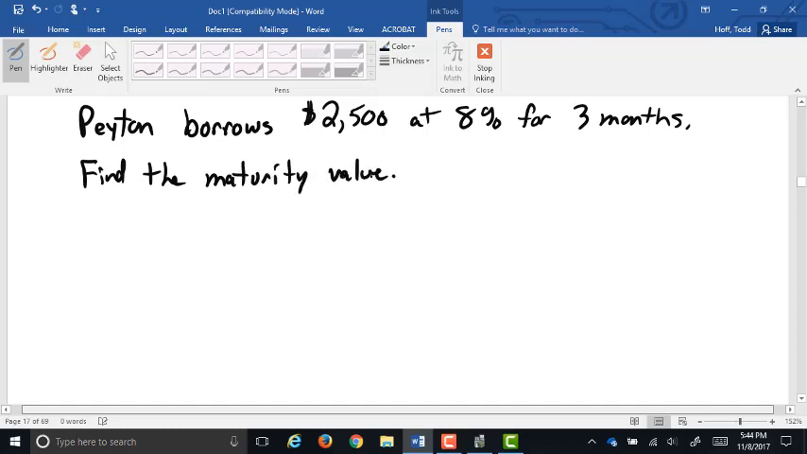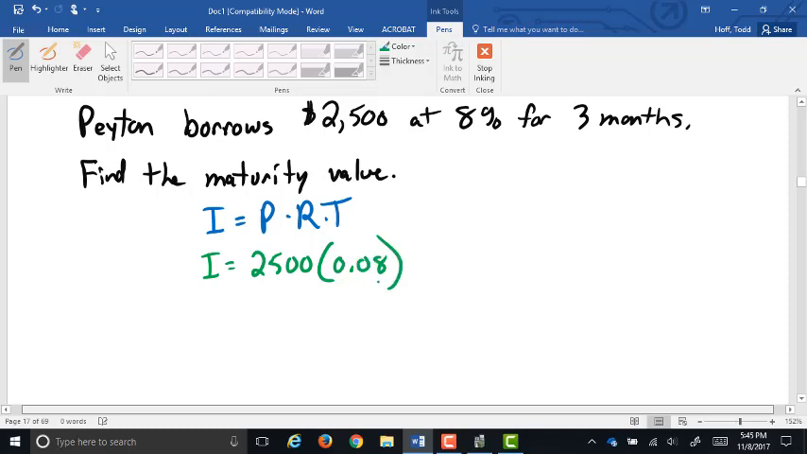Another way we could ask might be find the amount that Peyton would pay back. To find the maturity value, what must we find first? The interest. And how do we find the dollar amount of interest? There you go. PRT. Do we know P? 2,500. Do we know R? 0.08 from our 8%. Do we know T?